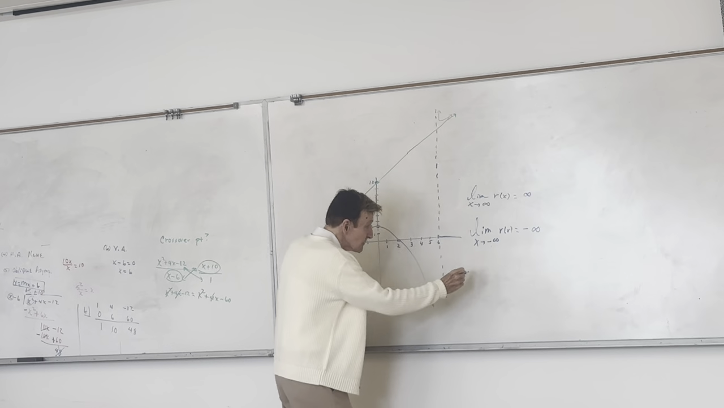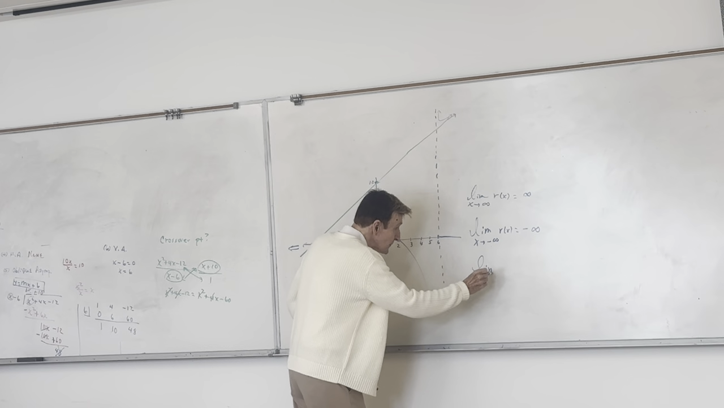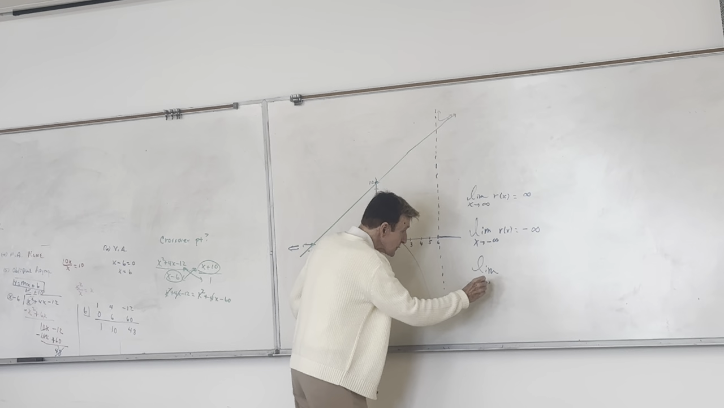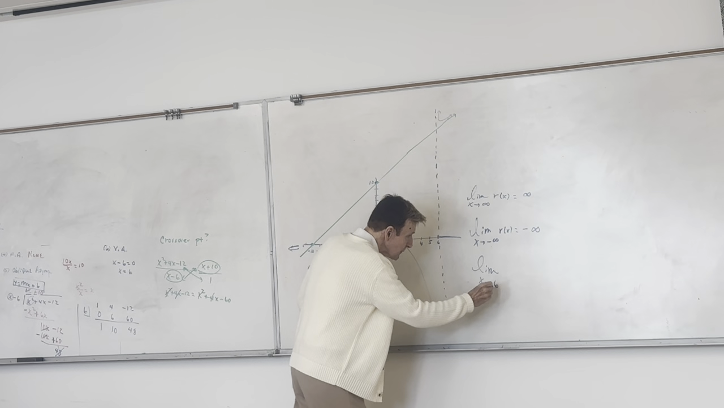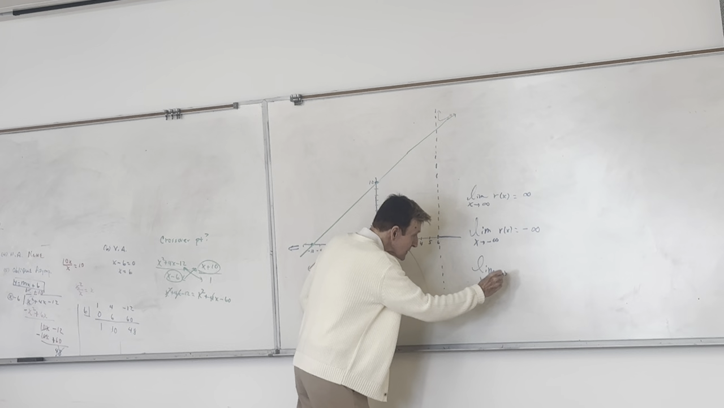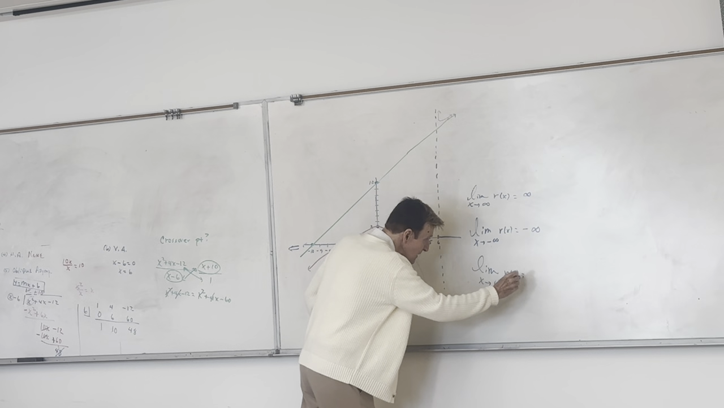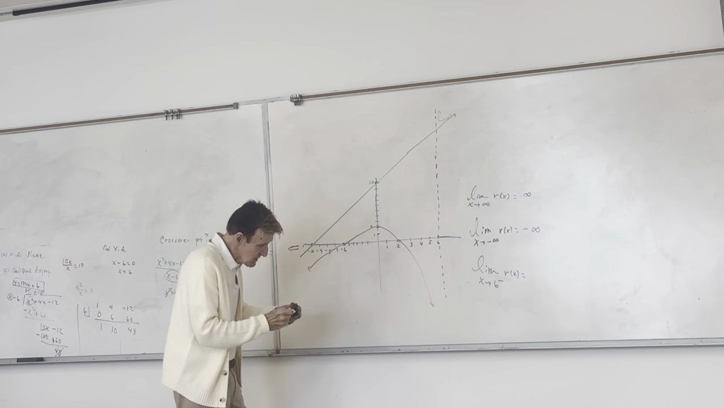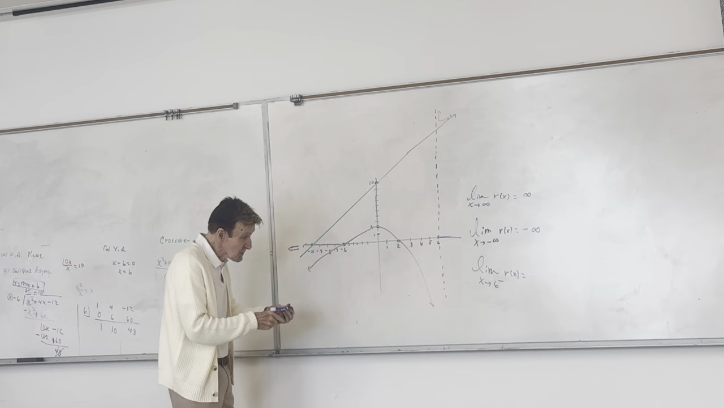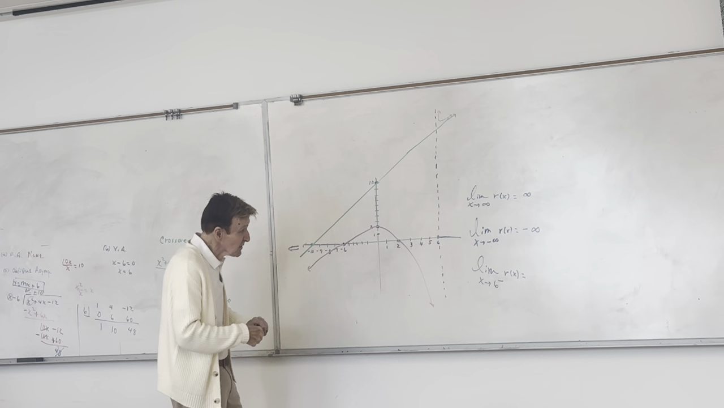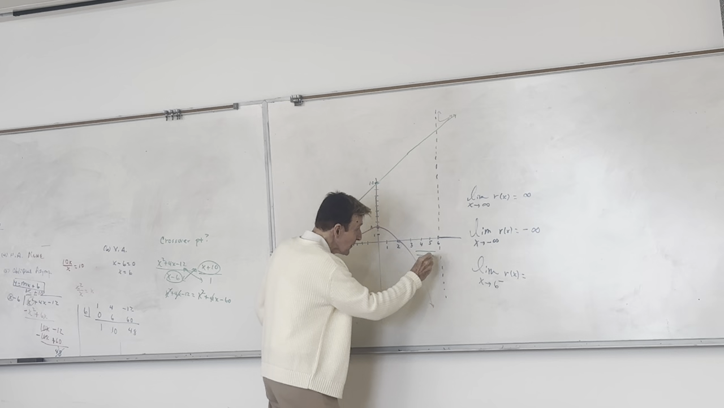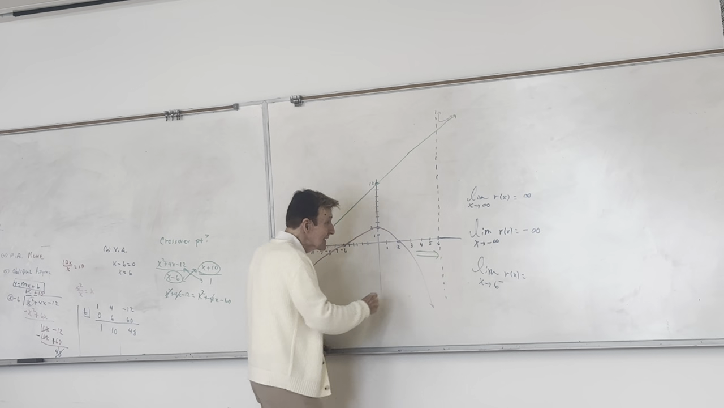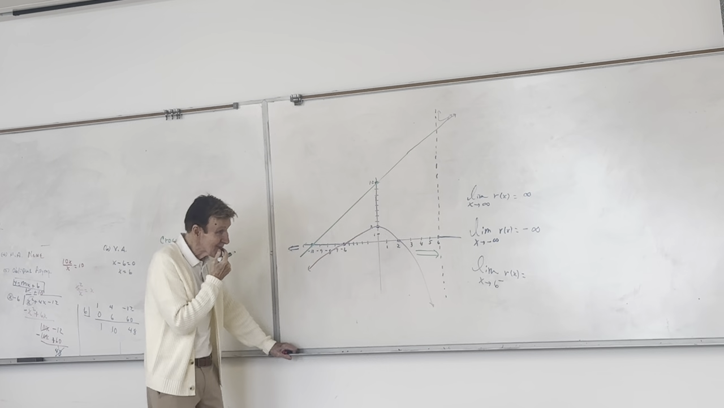Next one, find the limit. Let's try this one. X is approaching 6 from the left of this function, superscript of a negative sign. Guys, 6 is the location of my vertical asymptote. You're approaching 6, but you stay on the left. That says you're coming in this direction. You're getting awfully close to 6, but you're on the left.